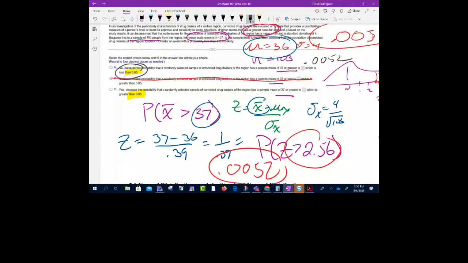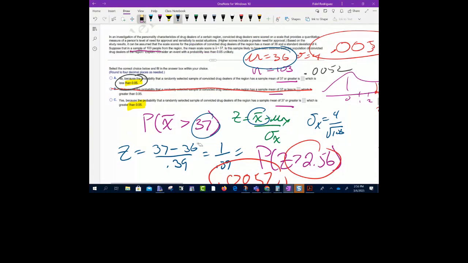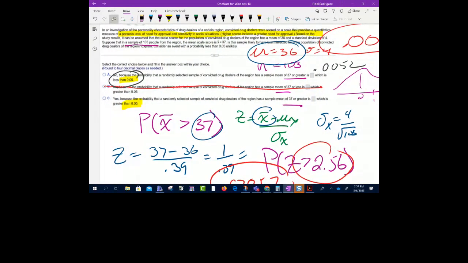Now, I want you to look at the question. I want you to look at the first part of it. Does it seem that this group of people who had an average score of 37 could have been possible that they were convicted drug felons? And we're saying no. Now, remember what we said, y'all. The higher the score that you get, right? Look what it says right here, y'all. Let me just kind of clean this up. Here we go. They measure a person's need for approval and sensitivity to social situations. Higher scores indicate a greater need for approval.